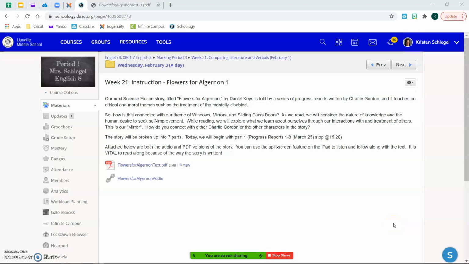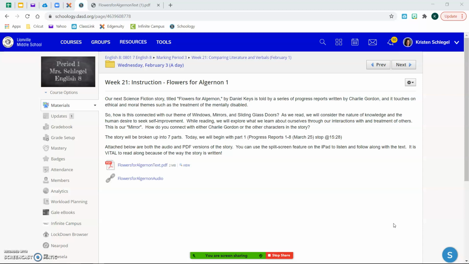Last but not least, today we're going to start discussing Flowers for Algernon. This is a short story by Daniel Keyes, and it is a science fiction story. It's one of my favorite short stories that we read, simply based on the sensitive nature of the topic and how apprehensive we are to discuss things like this with our peers and our friends.